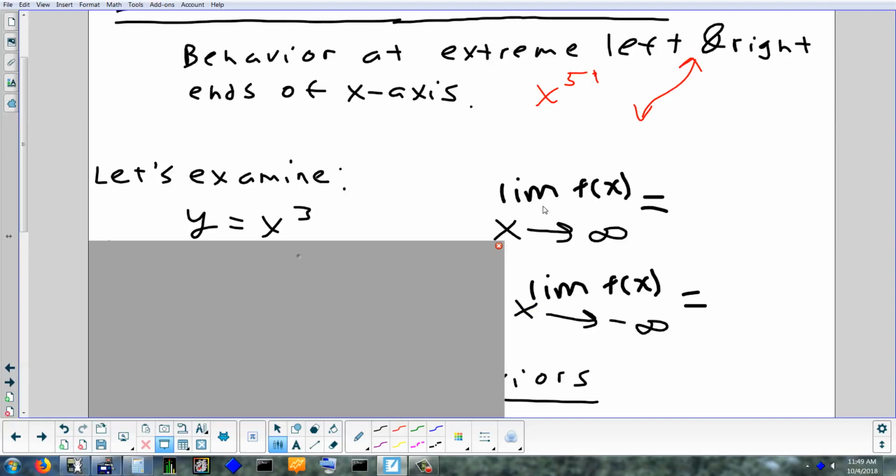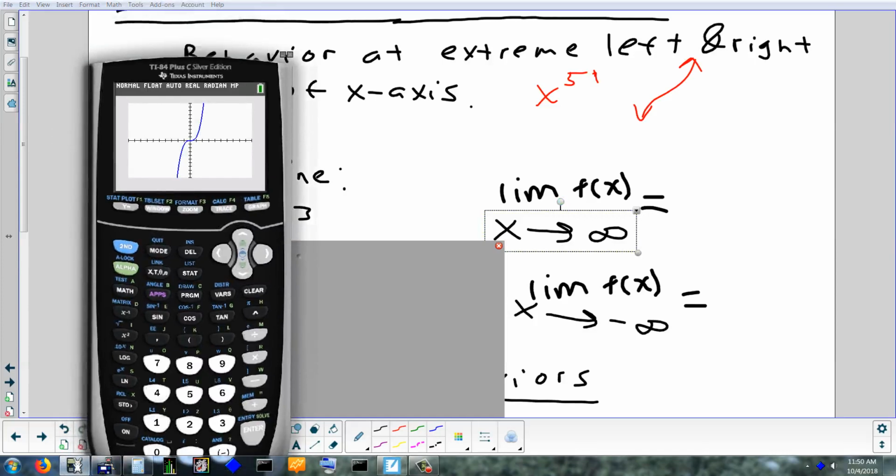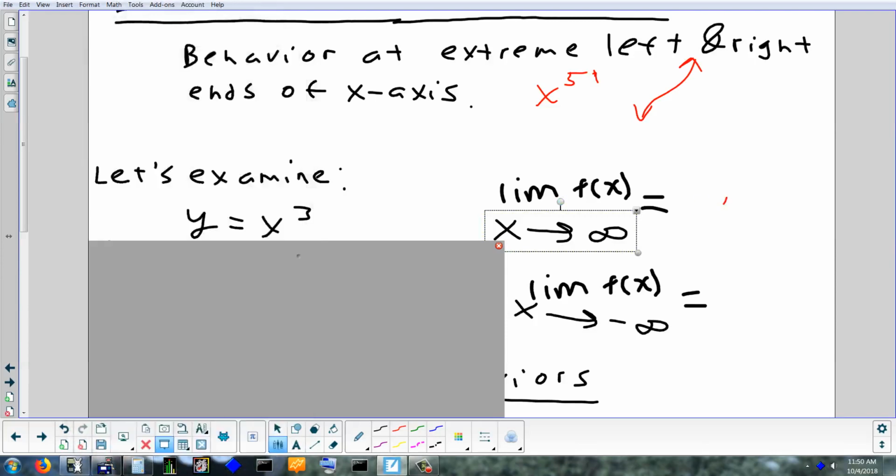Now, if I reword that, what it's basically saying is, what is happening to y as x gets bigger and bigger? What's happening to the y value as x heads further and further to the right? So let's look at it. If you look at that graph, what happens to your y value as x heads further and further to the right? It gets bigger, and what's it getting bigger and bigger to? It's getting closer and closer to infinity.